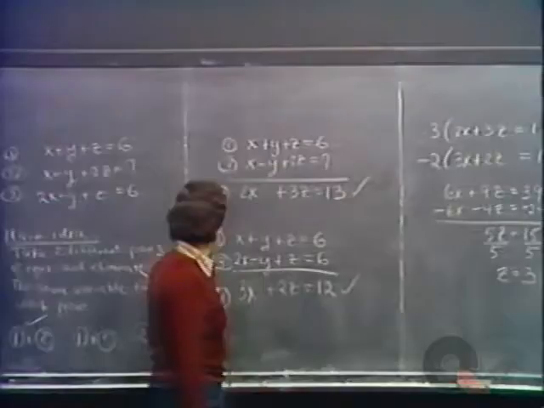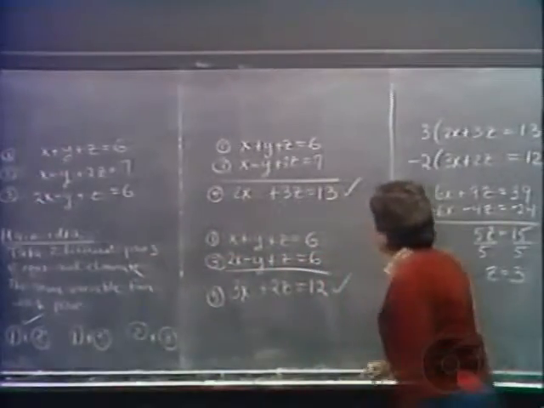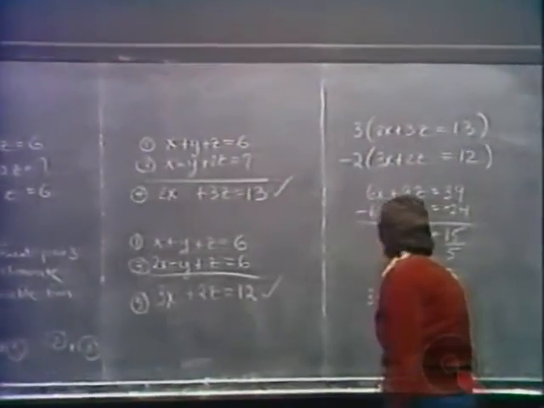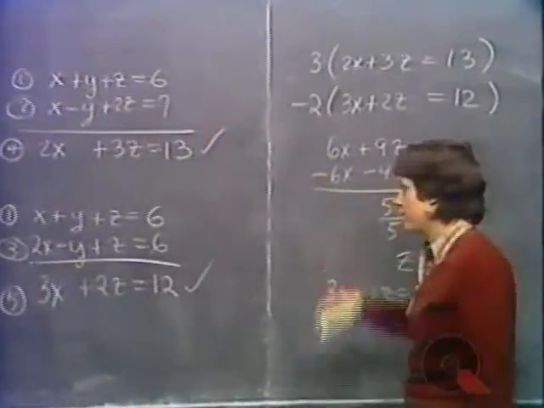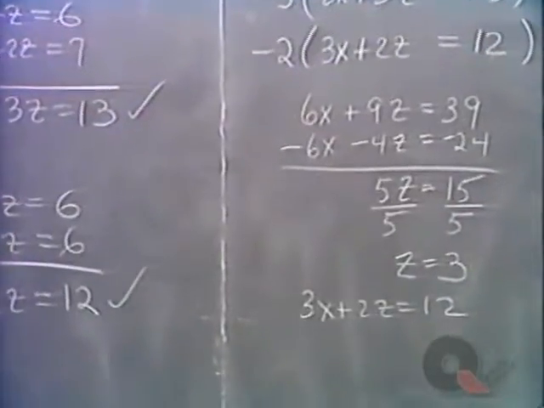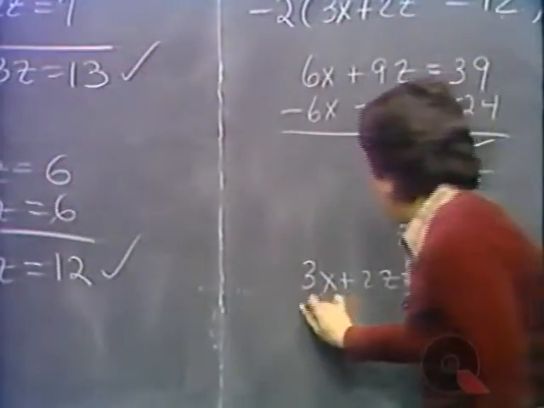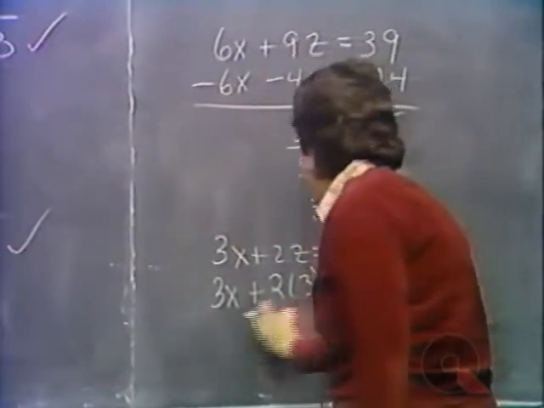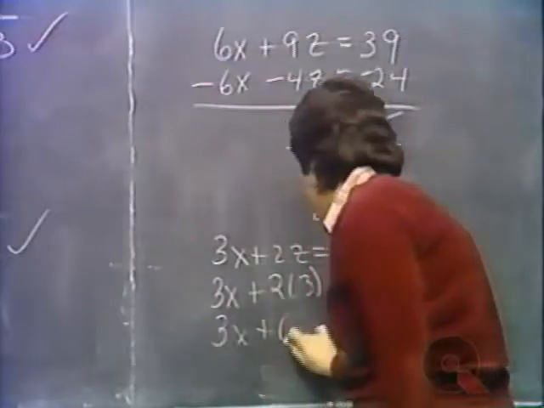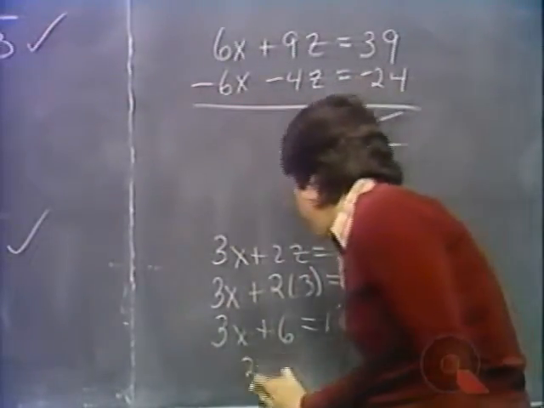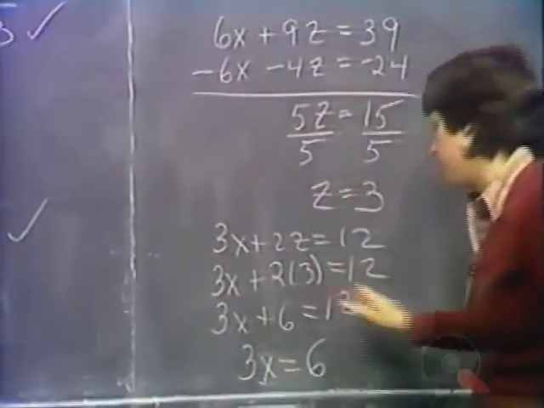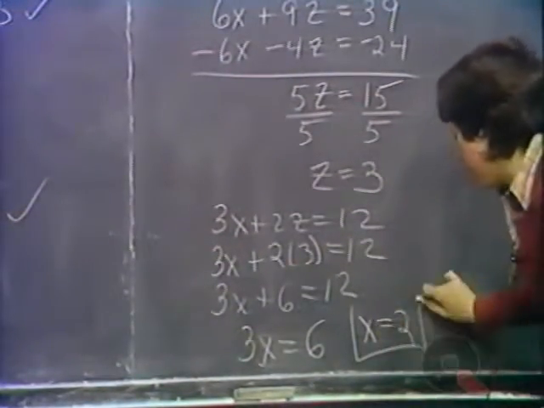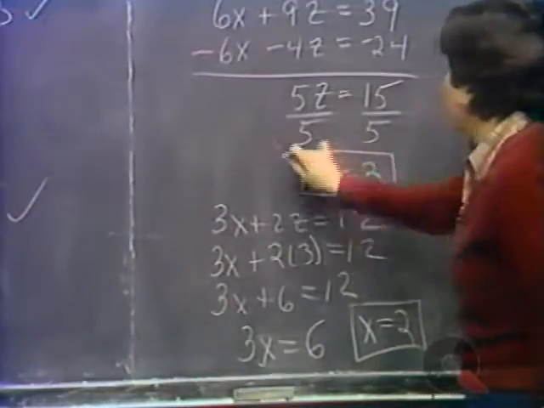Okay, z is equal to 3. One of the equations involving x and z was, for example, 3x + 2z = 12. You could use either equation that we had involving x and z. We let z equal 3, and we get 3x + 2 times 3 = 12. 3x + 6 = 12. 3x = 6, subtracting 6 from both sides of the equation. x = 2. So we have x = 2, z = 3.